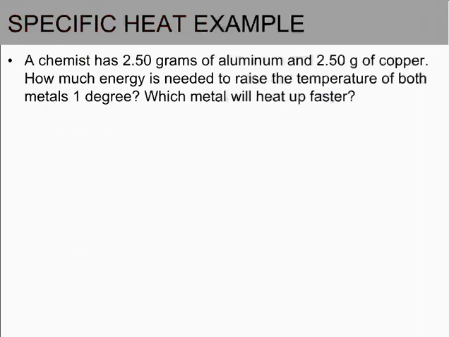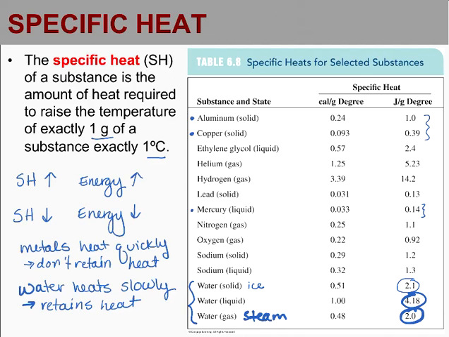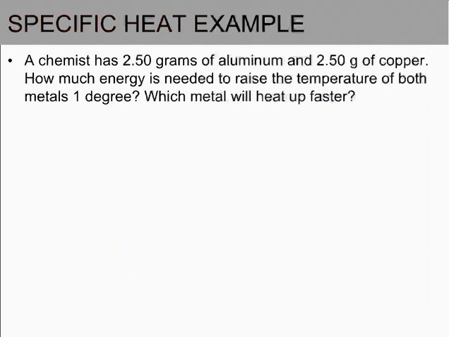All right, so let's finally work on some practice problems. So let's say that a chemist has 2.5 grams of aluminum and 2.5 grams of copper. How much energy is needed to raise the temperature of both metals 1 degree? And which metal will heat up faster? Okay, so on the last slide, we saw that aluminum's specific heat value is 1 joule per gram per degree, and copper's is 0.39. So let's write those down.